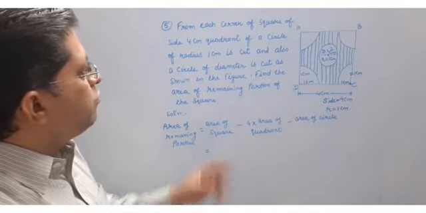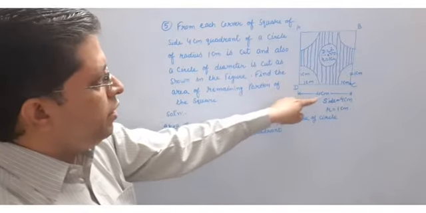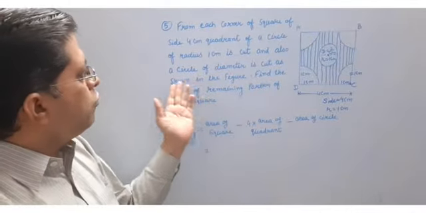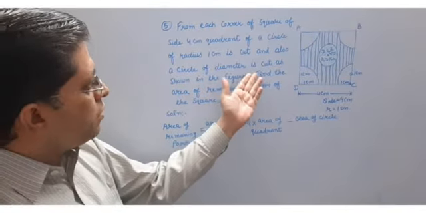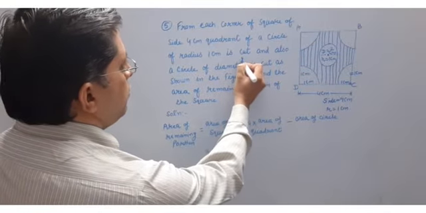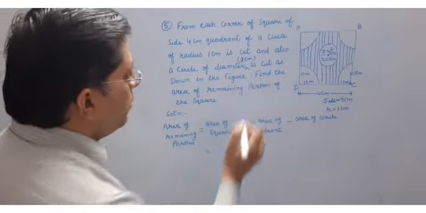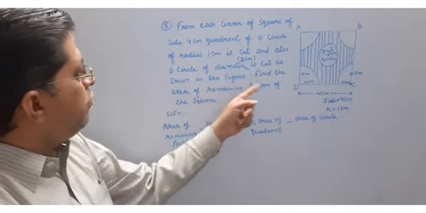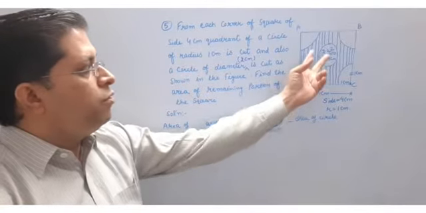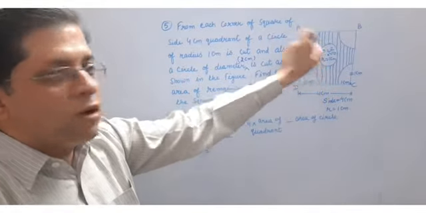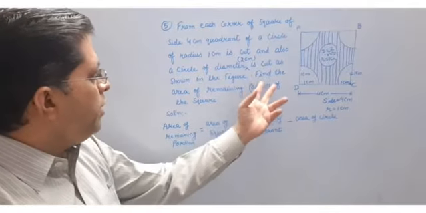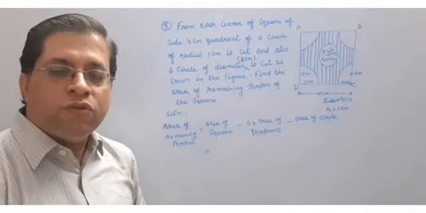Yes, the next question is, from each corner of a square of side 4 centimeter, a quadrant of a circle of radius 1 centimeter is cut. See, 1 centimeter is cut from each corner of the square. And also a circle of diameter 2 centimeter is cut, as shown in the figure. Find the area of the remaining portion of the square. The diameter is given to you, 2 centimeter. It is also cut from that paper.